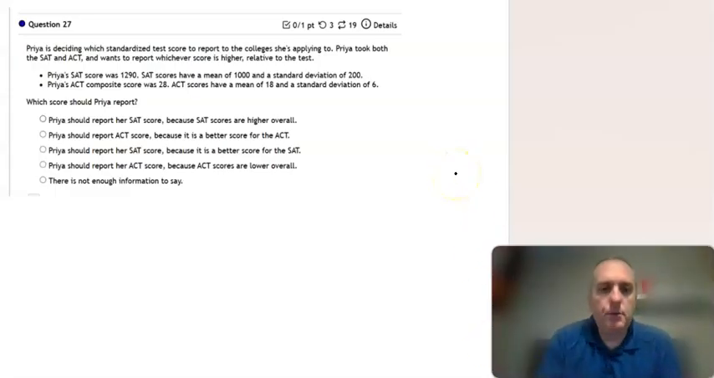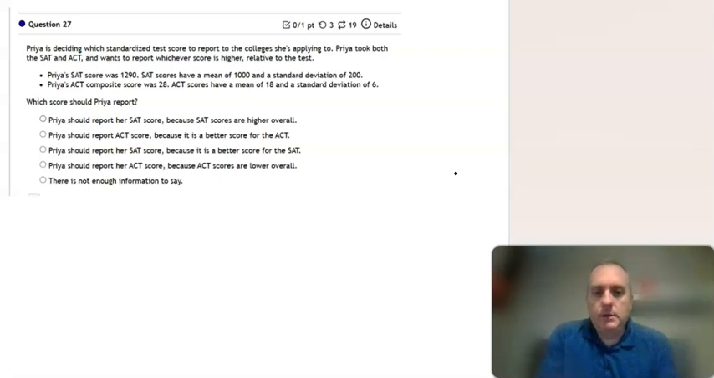So Priya is deciding which standardized test score to report to the colleges she's applying to. Priya took both the SAT and ACT and wants to report whichever score is higher relative to the test. We have our SAT score as 1290. SATs have a mean of 1,000, standard deviation of 200. Her ACT score was 28, and ACTs have a mean of 18 and a standard deviation of 6.